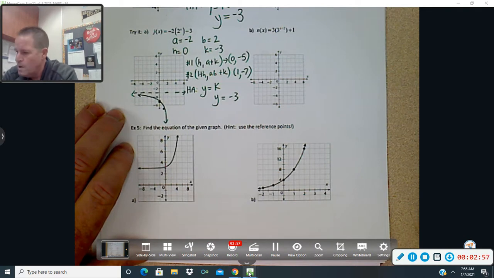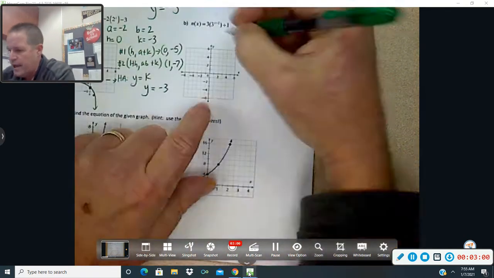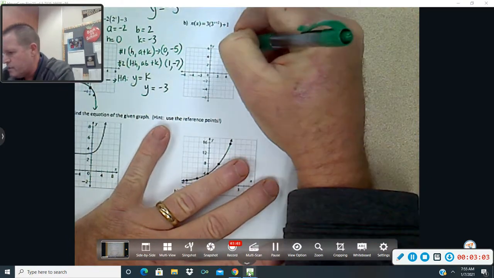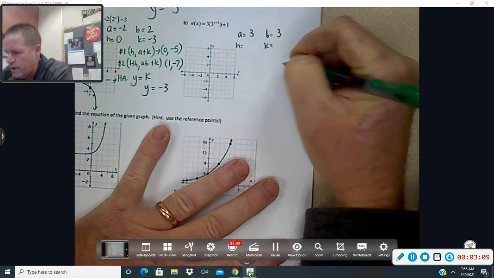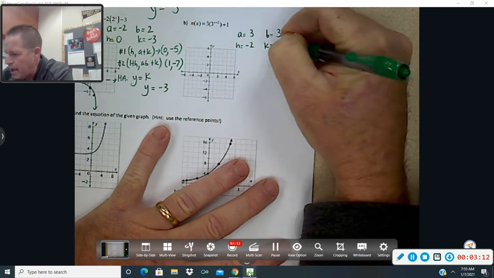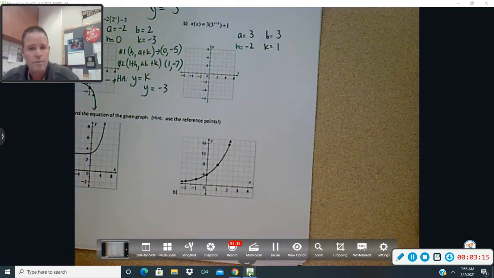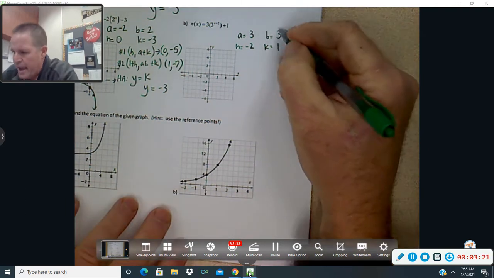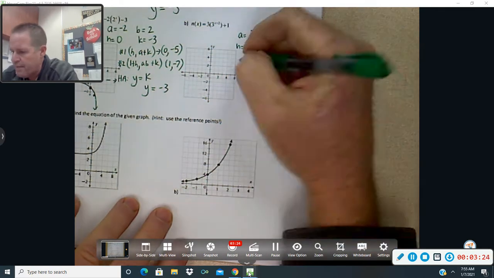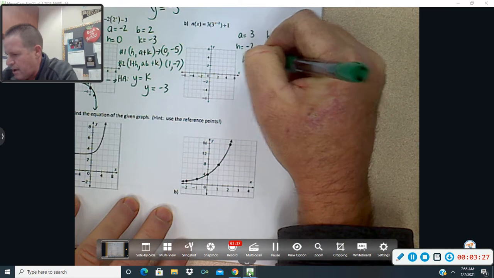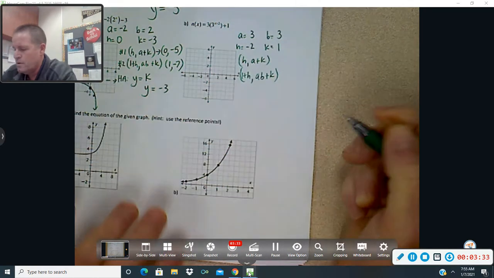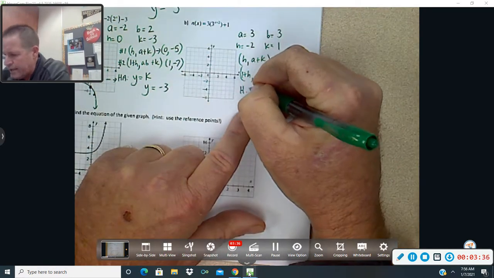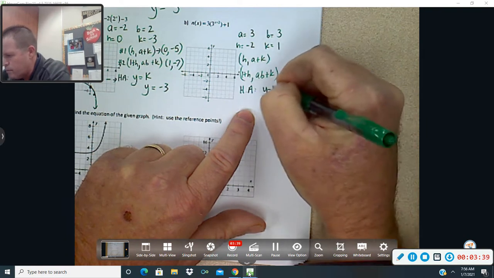Okay, all right, so let's move to the second one here. Again, identify what A is, what B is, what H is, and what K is. So A is 3, B is 3, H is -2, and K is +1. Again, you can go back and rewind, review, see these things again if you need to. Because the base is greater than 1, we'll be using the growth reference points, which are H, comma, A plus K, and 1 plus H, comma, AB plus K.